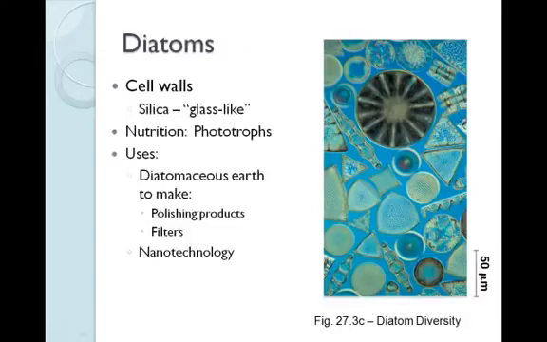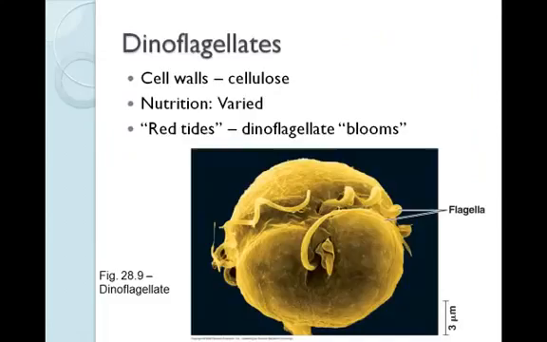Another example in the protists are the diatoms. Diatoms are jewel-like protists with cell walls made of silica. Their cell walls are glass-like and they're very resistant to mechanical damage because of their strong cell walls. The rigid cell wall of the diatoms makes them very useful for applications such as polishing agents, filters, and more recently nanotechnology. The diatoms are photosynthetic and are some of the important primary producers in aquatic habitats.